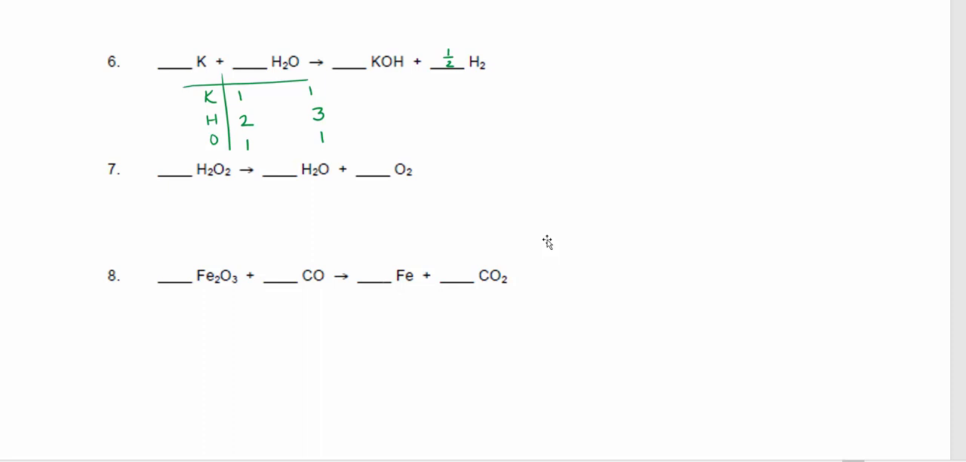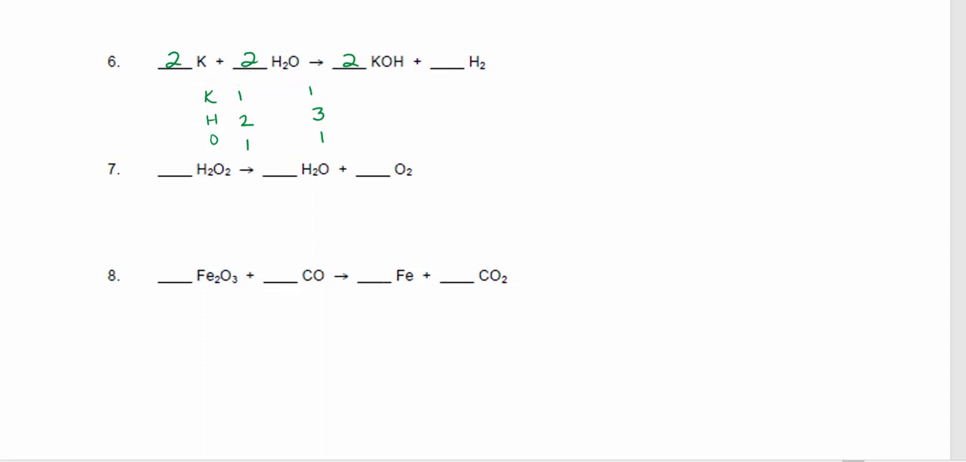a well-balanced equation is the lowest whole number ratio of coefficients in front of the molecules. So if I multiply everything here through by 2 in order to get rid of this fraction, then I have coefficients of 2 here because the absence of a coefficient is the number 1, not a 0.